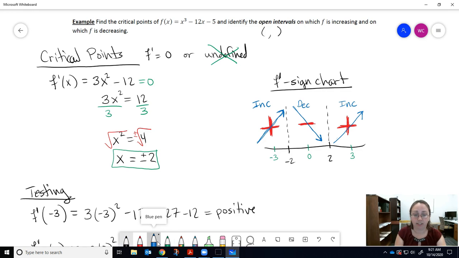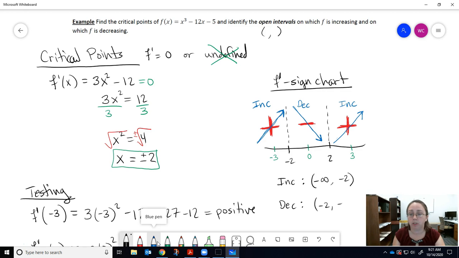We've categorized every section. So now we can write them down. We are increasing from, let's see, all the way to the left would be -infinity. Always parentheses on the infinities, and it wants open intervals, so we're going to use parentheses everywhere, all the way to -2. The next section is decreasing, so let me write decreasing. Let's see, we're decreasing from -2 to 2.